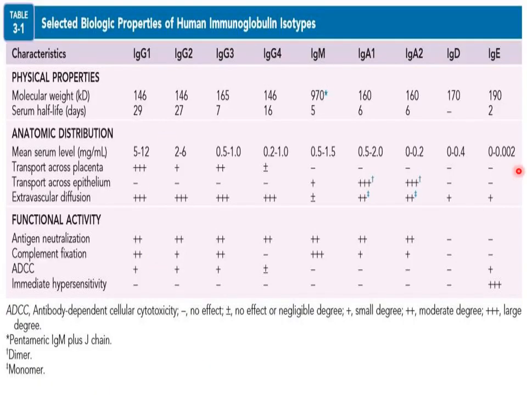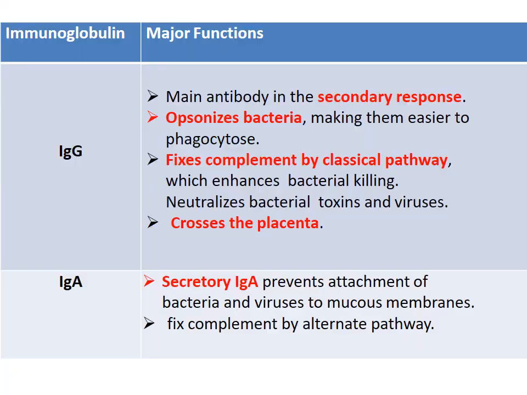now here is the comparison between the several classes of immunoglobulin, that is IgG1, 2, 3, 4, IgM, IgA, which also has 2 types, A1 and A2, IgD and IgE. You will go through it after the class. Now we will discuss in brief the major function of IgG, just the highlights. IgG is the antibody of secondary response. Okay.